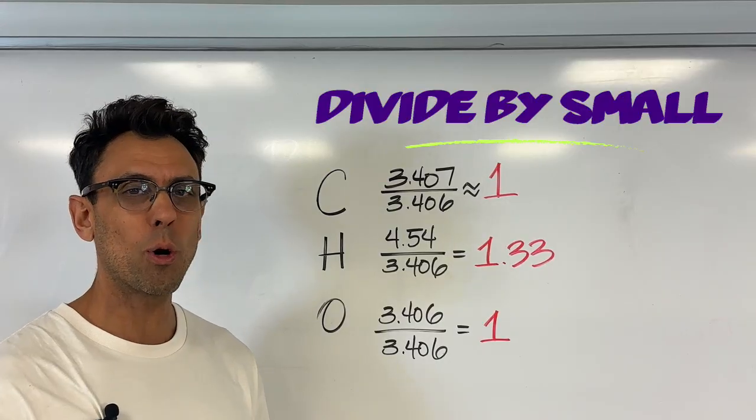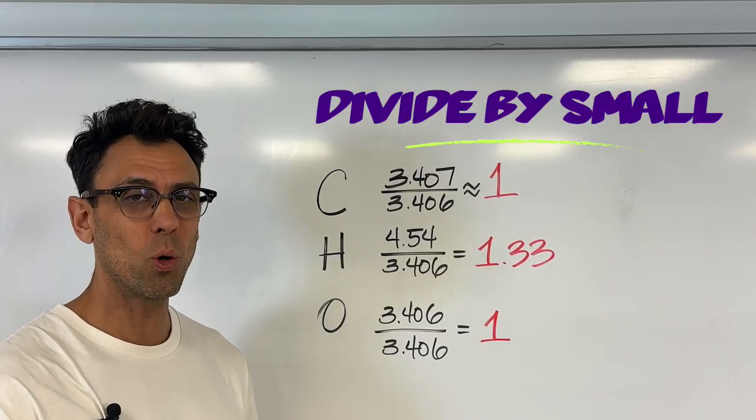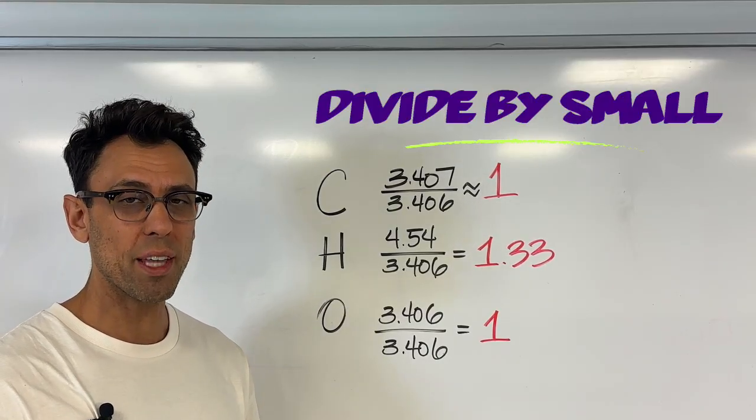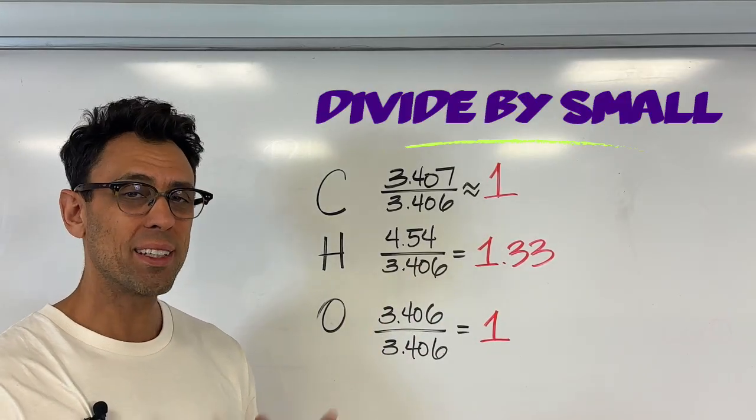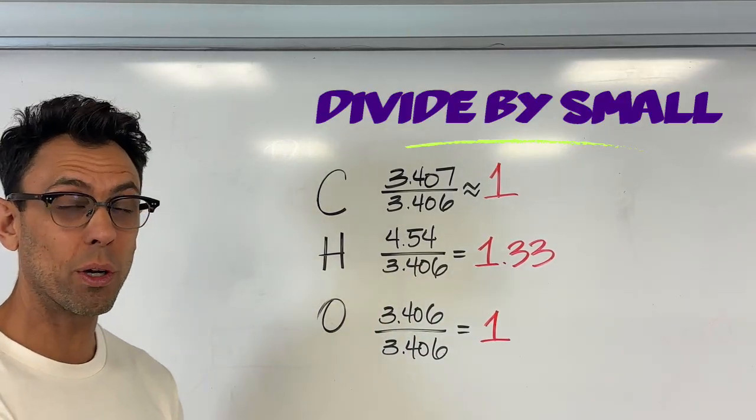The final line of the poem says to multiply by whole. And we're going to do this final step to get rid of this last remaining decimal to give us whole numbers that we can put into our empirical formula.